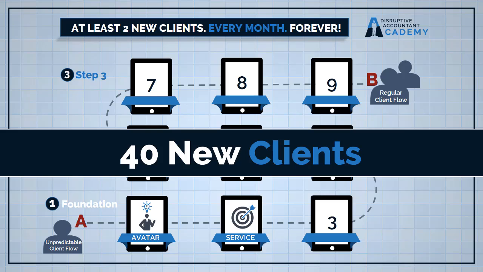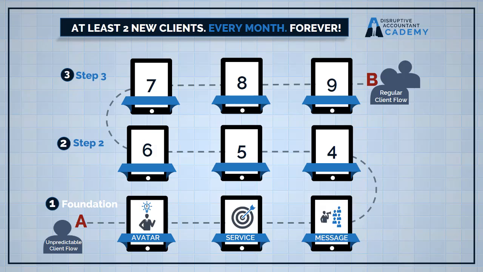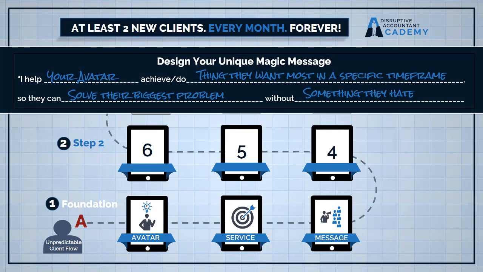Now that you know who your ideal client is and what they want the most, all that remains for you to do is to craft what I call your magic message that's going to resonate with your ideal client so they will automatically be drawn to you as soon as they see it. So all you've got to do is simply use this formula. The formula is: I help, and then you insert your ideal client, to achieve the thing that they want most. And what's important here is that we tell them that we're going to do it in a specified time frame so that they can solve their biggest problem without something that they hate.